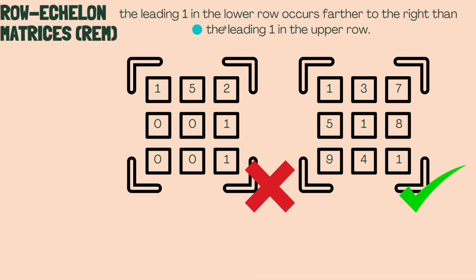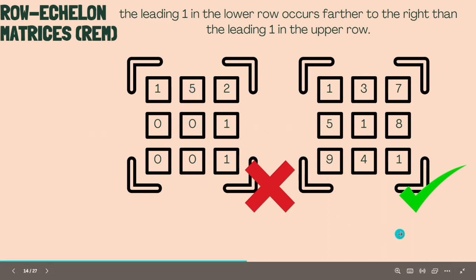Okay, and the leading one in the lower row occurs farther to the right than the leading one in the upper row. It means that it has to be like 1 here, and it needs to be to the right. The one needs to be to the right. So it must be here, and it also needs to be to the right again. So it can be here. It cannot be 1 here.